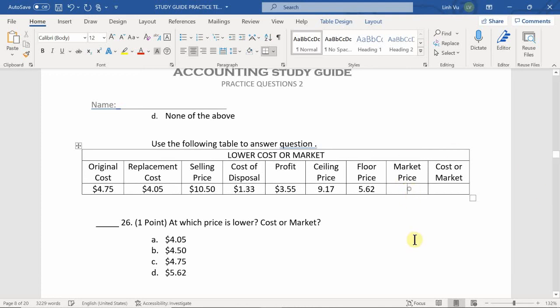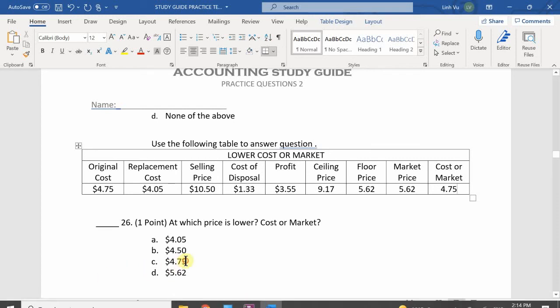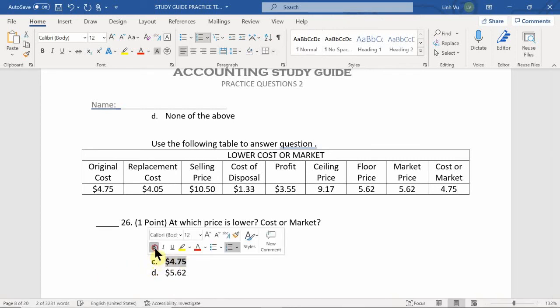You have, let me see, 4.05 replacement, the 5.62, and the other one is the ceiling. So 5.62, the floor price, is the market value, okay? So the last question asks which one is lower, the original cost of $4.75 or the market price of $5.62? The original cost, $4.75. Good.